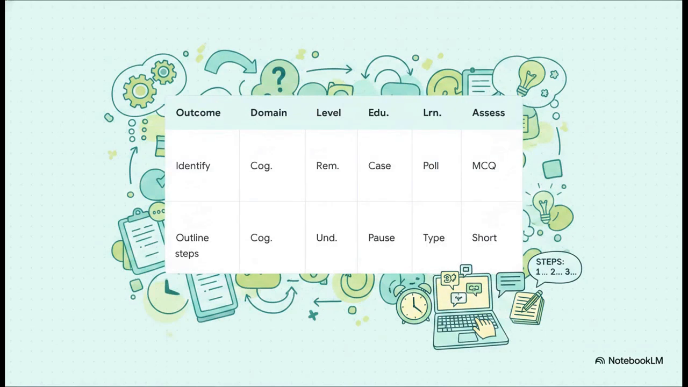Looking at our second row, the outcome is now outline steps. We're still in the cognitive domain, but we've escalated up to understand. And notice how the activities escalate with it. The educator pauses the clinical case, the learners have to actively type the next management steps into the chat, and the assessment is a short answer listing those exact steps. This directly mirrors the sequential reasoning they're going to need when they're actually on the ward.